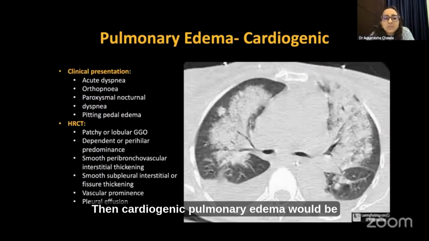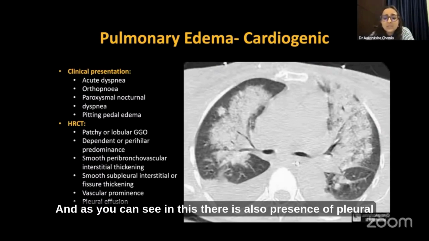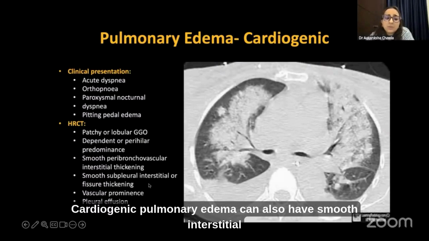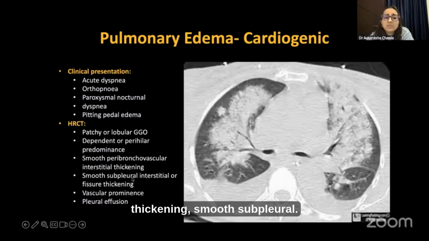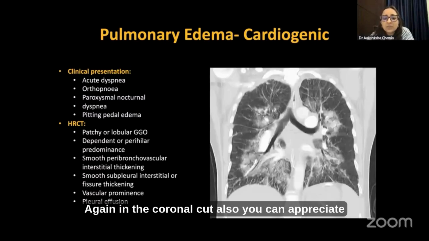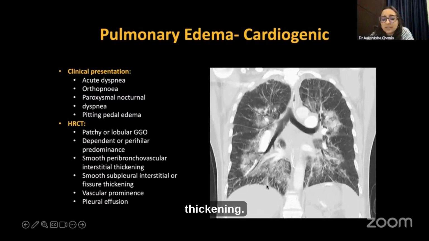Then, cardiogenic pulmonary edema would be patchy, lobular, parahilar, bilateral ground glassing. And as you can see in this, there is also presence of pleural effusion. Cardiogenic pulmonary edema can also have smooth interstitial thickening, smooth subpleural interstitial or fissure thickening as well. Again, in the coronal cut also, you can appreciate diffuse ground glass and there's smooth septal thickening.